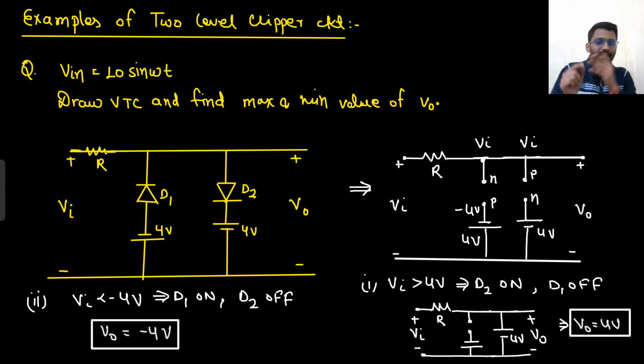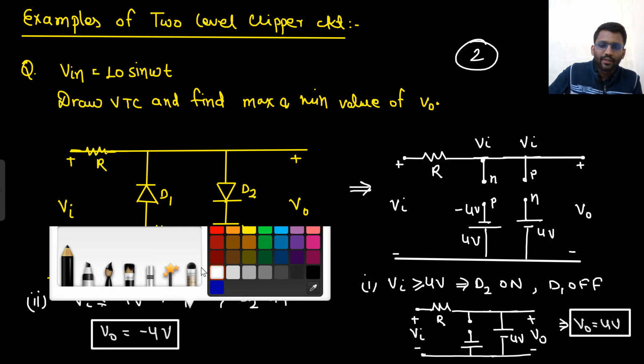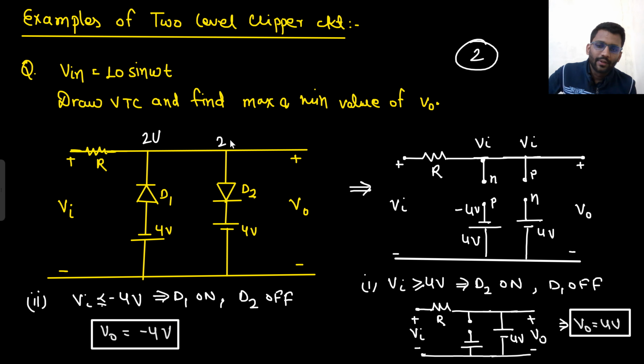Now we will check for in between minus 4 to 4. So the third case we will check is V in between minus 4 to 4. Here you can put equal. Any value, you can take any value. Let's take 2. When V in is equal to 2 volt, you will put 2 volt here and 2 volt here. Here P is at lower potential and N is at higher potential. Diode D2 is off.